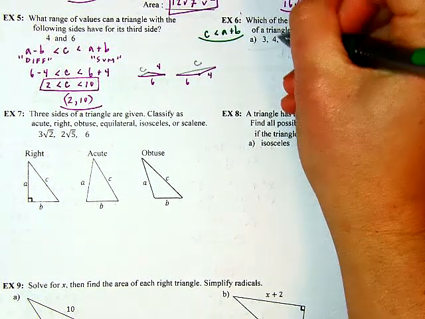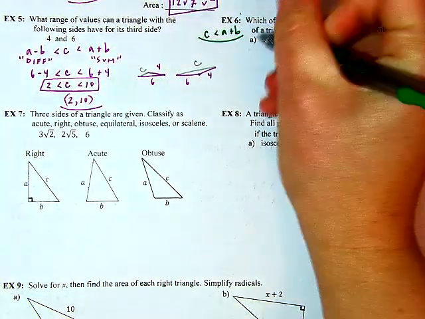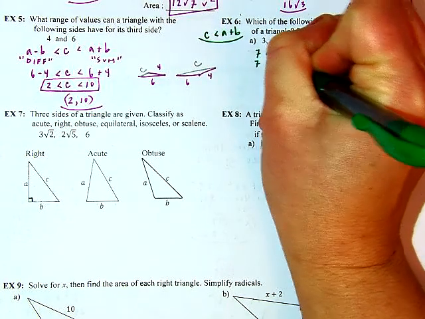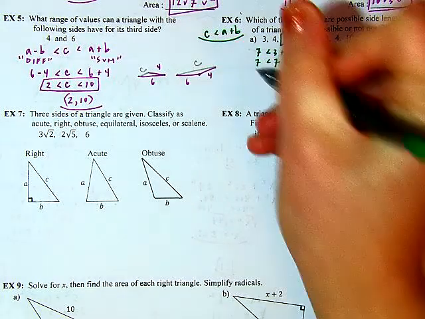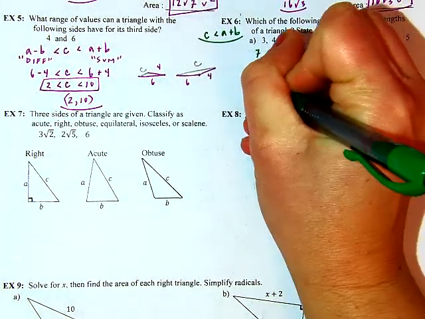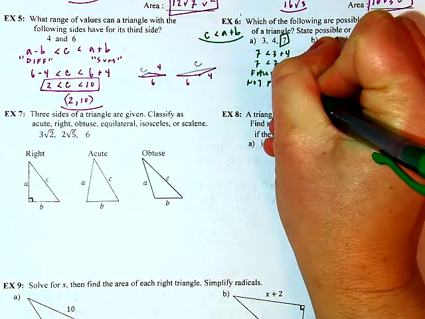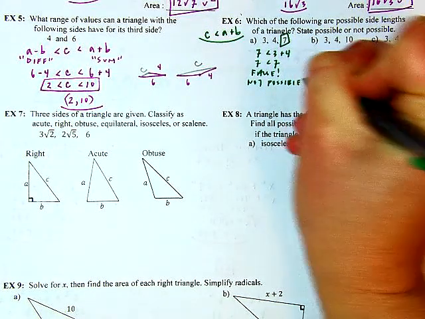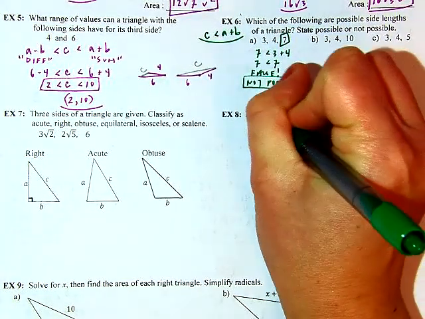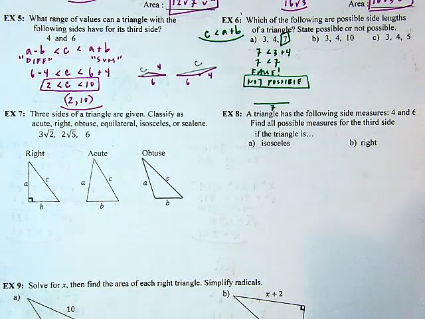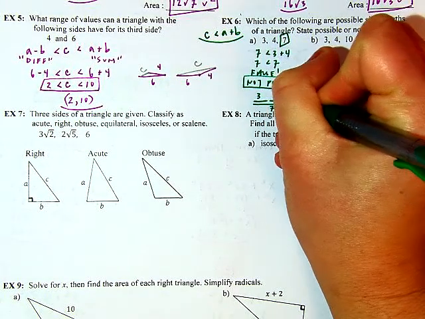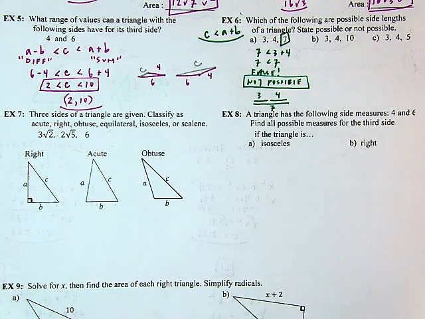So first one here, I see this is my biggest side. That's what C is. Is 7 less than 3 plus 4? Is 7 less than itself? Clearly that is false. That is a false statement, which tells us it is not possible. If we visualize that, let me draw the longest side here as 7. If my other two sides are 3 and 4, it would just make a straight pathway, just like so. It would not produce a triangle.